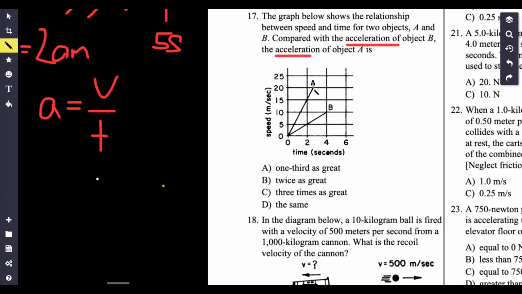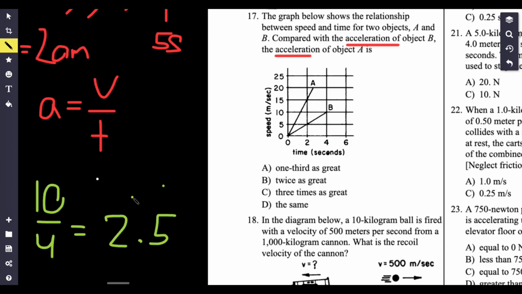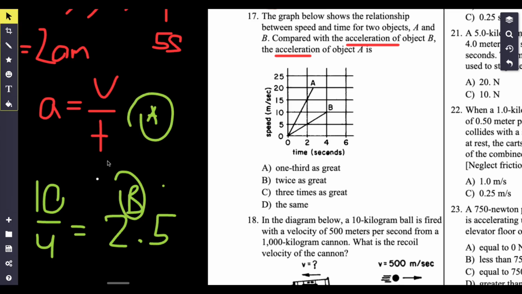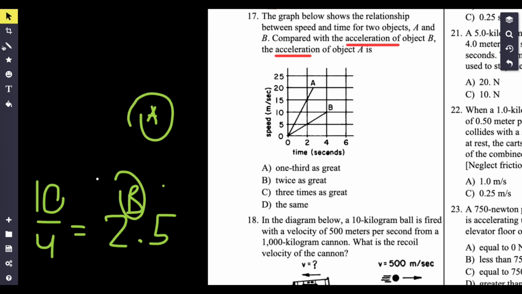Now, we're just going to be comparing the slopes, right? So 10 over 4, that's a slope of 2.5. So that's for B. Now for A, how do we do this? Just leave this small.